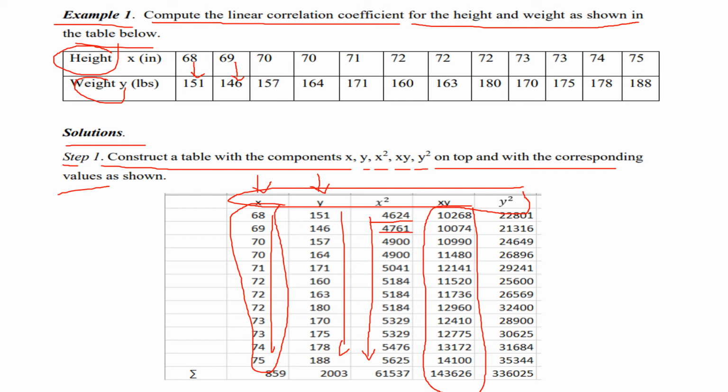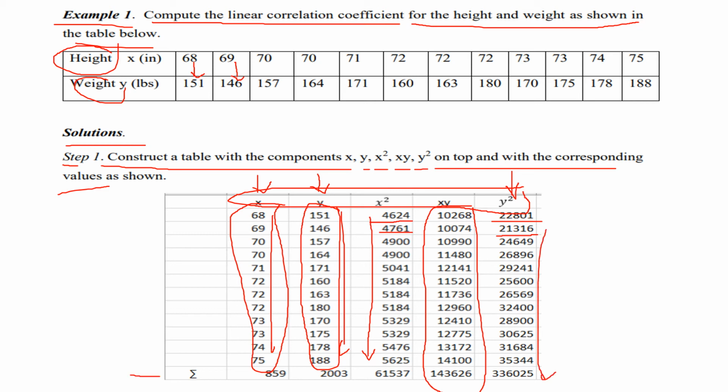Under your sixth column, y squared, is the square of the values under your third column. So we simply get the square of this one: 151 multiplied by 151, which is equal to 22801. Same thing with 146 multiplied by 146, which is 21316, and so on up to the last value.